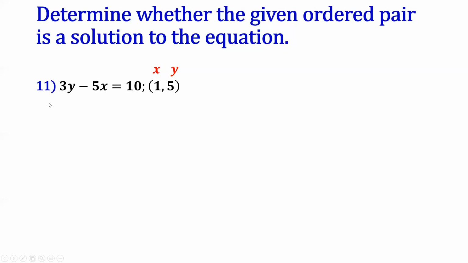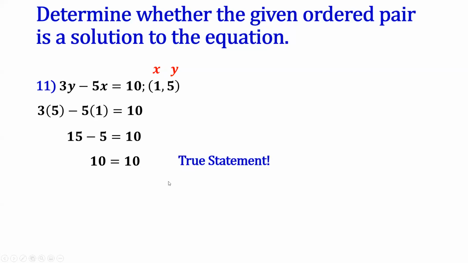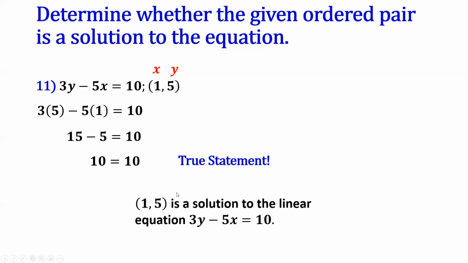So instead of 3y, it's now going to be 3 times 5. Instead of negative 5x, it's now going to be negative 5 times 1. And then I'll bring down my equals 10. We do some simple multiplication. 3 times 5 is 15. Negative 5 times 1 is negative 5. And then we bring down the equals 10. And 15 take away 5, well, that's simply 10. So we get 10 equals 10, and that's obviously a true statement. So we know 1 comma 5 is a solution to the linear equation 3y minus 5x equals 10.